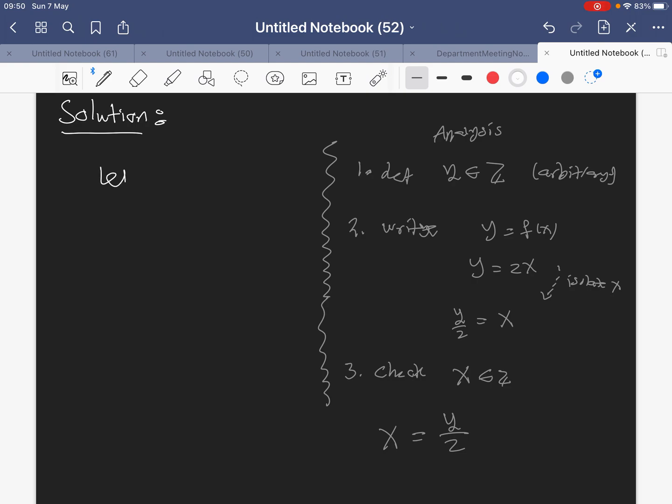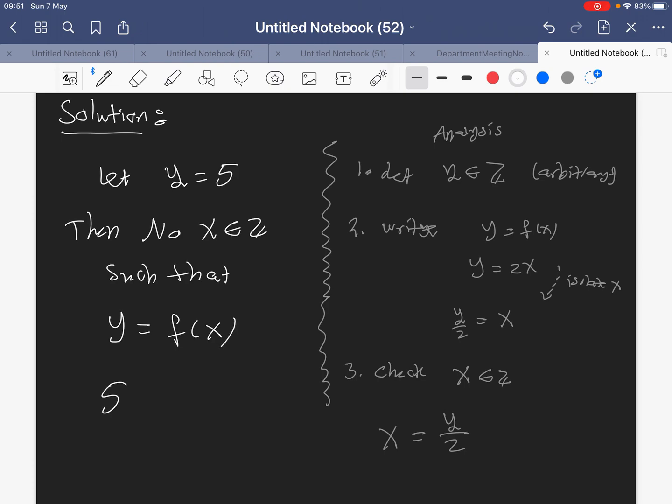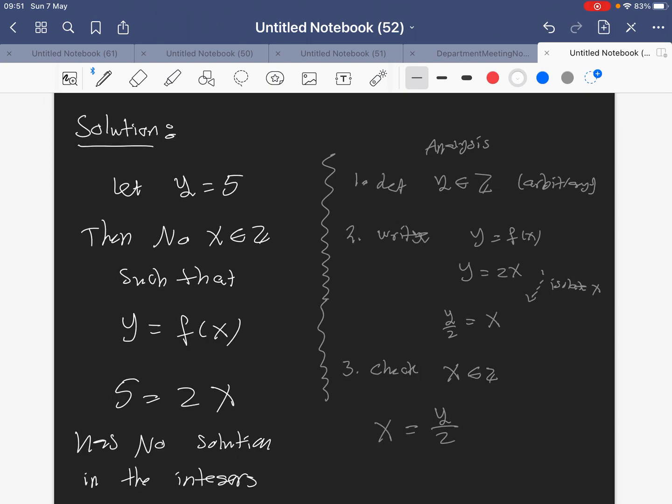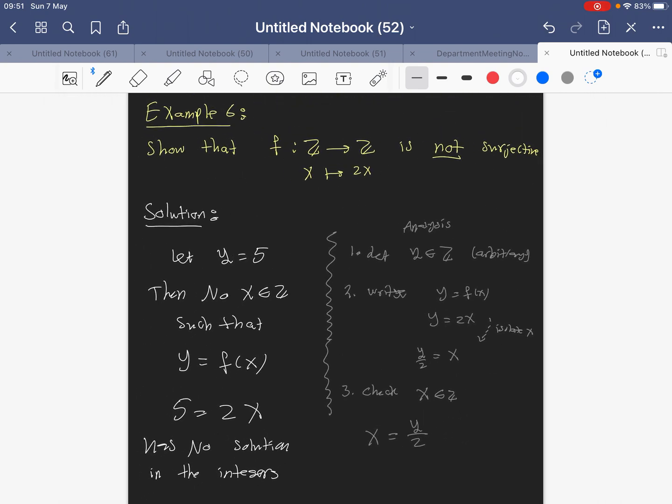So what's the best option? I will say let y equal to 5. Then there is no integer x such that y equal f of x, because 5 equal to 2x has no solution in the integers. So all you need is to find one bad example. That's all to show that the function is not surjective. We'll go to the last example now for the surjectivity before we move on to the bijective function.